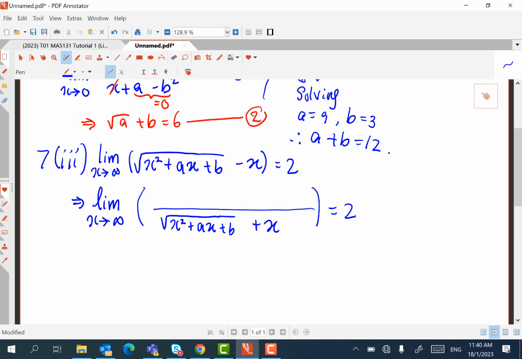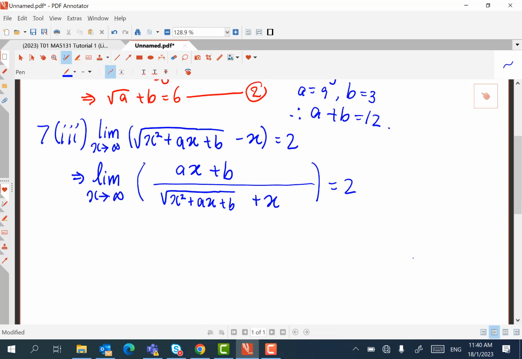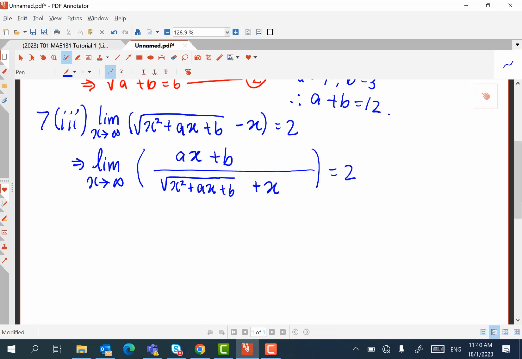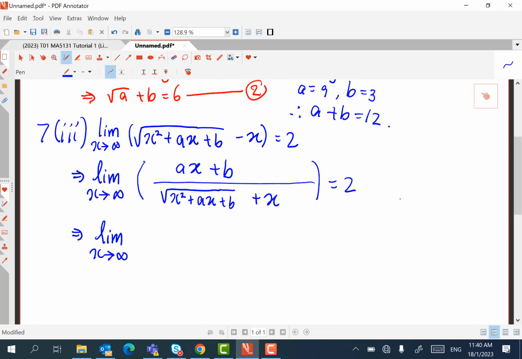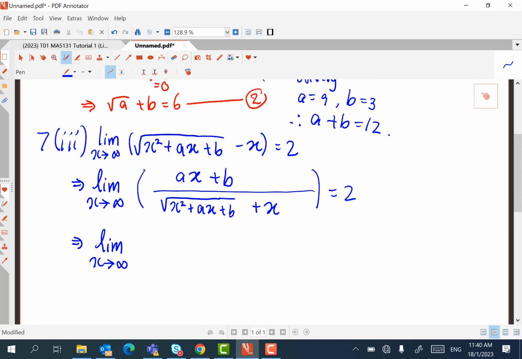And then the numerator, right? The numerator will be equal to ax plus b. Okay. Then to work out this limit, right? We divide throughout by x. You got something, Reese? Oh, okay.